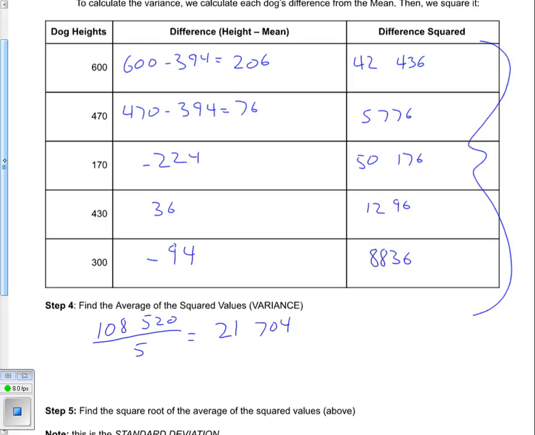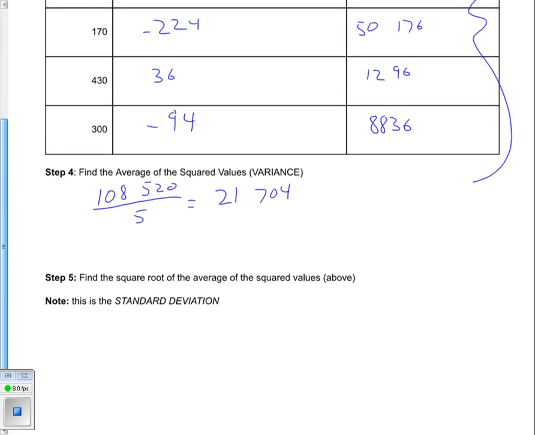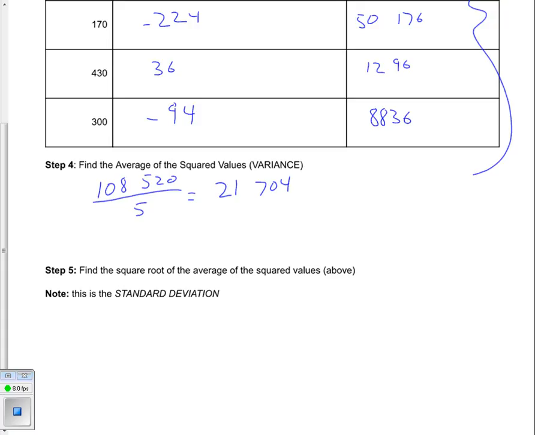So we've just calculated the variance. Our variance is 21,704. Now we're going to calculate the standard deviation, which is the square root of the variance. So we take the square root of 21,704, and our standard deviation is approximately 147 millimeters.